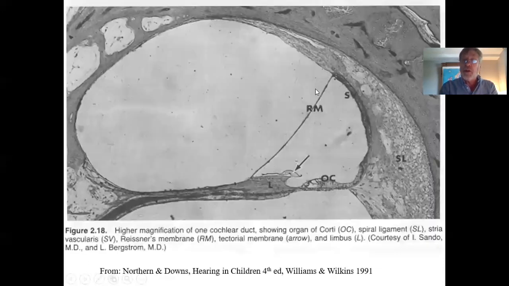Now here's a real human cochlea. Reissner's membrane, RM, scala vestibuli, perilymph, scala media, endolymph, scala tympani, perilymph, spiral ligament, SL, stria vascularis. Tectorial membrane has been torn off. This person obviously has died. Okay, tectorial membrane should be laying across the outer hair cells. No longer is.